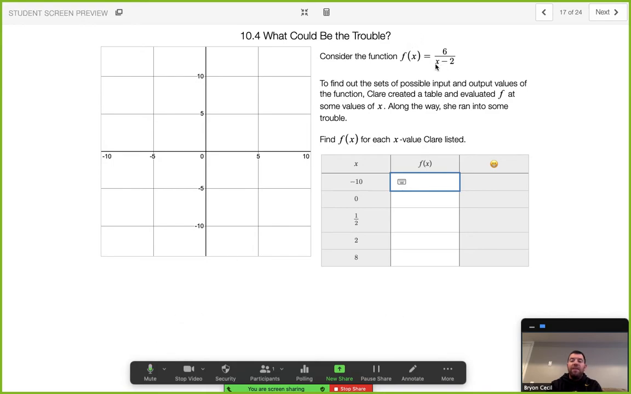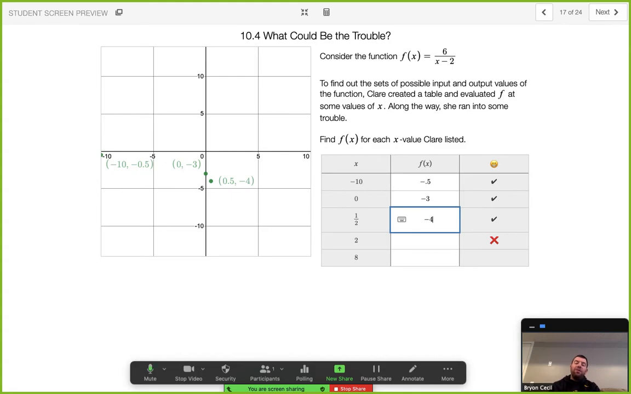What we're going to have is negative 10 minus 2 is negative 12. 6 divided by negative 12 is negative 0.5. Isn't that a negative 0.5? It is. What about 0? What's 0 minus 2? It's negative 2. 6 divided by negative 2 is negative 3. 1/2 minus 2. 1/2 minus 2. Okay, so that means I'm going to have what? 1/2. And I believe you get negative 4. We go through all of that.